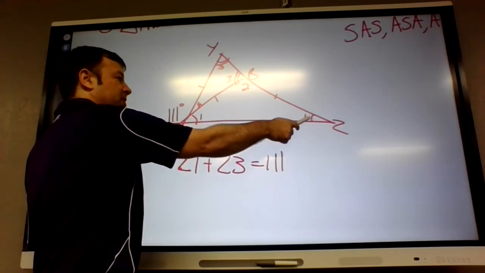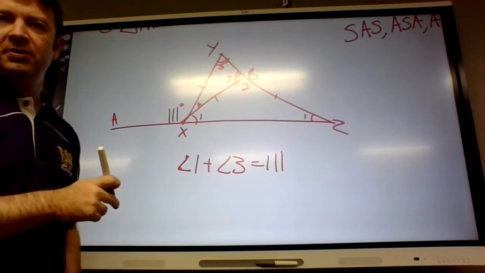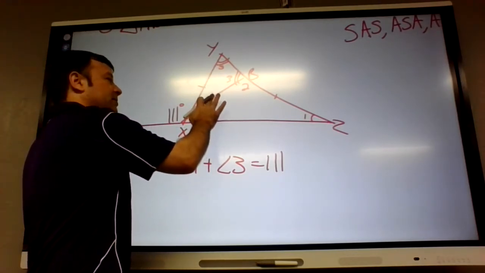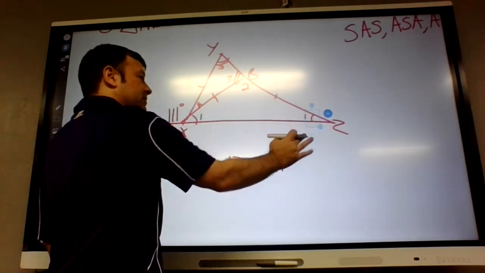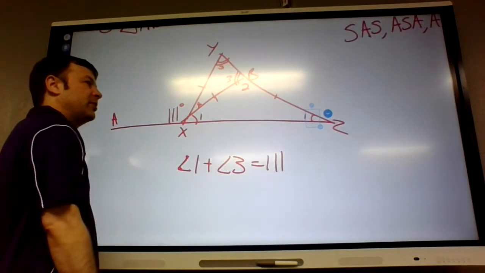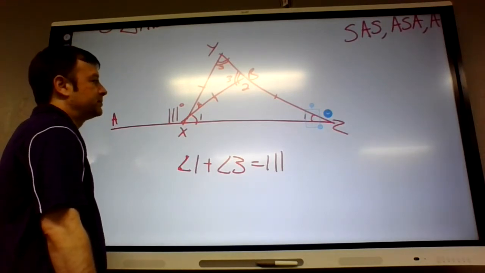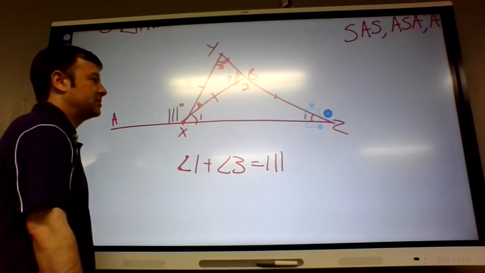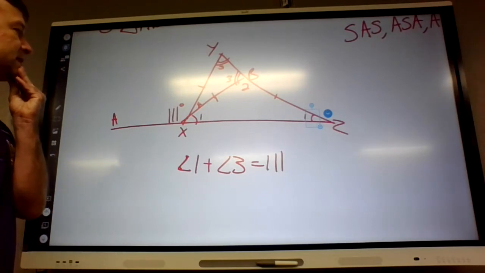It is isosceles, but they gave us, or did they not mark that in your book? They didn't. They didn't? Okay, I don't know what's going on. These two are congruent, therefore these two angles are congruent. So they are both worth angle 1. Gosh, I feel like there should be an easier way to do this, but I can't see it.